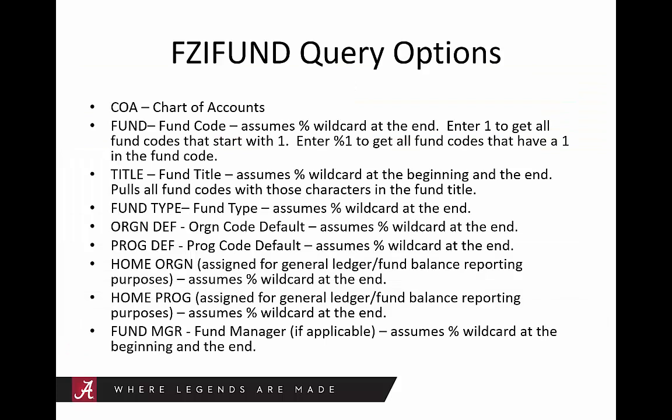The Fund Search page has the following query options: chart of accounts; fund code, assuming % wildcard at the end; fund title, assuming % wildcard at the beginning and the end; fund type, assumes % wildcard at the end; organization code default, assumes % wildcard at the end; program code default, assumes % wildcard at the end; home org, which is assigned for general ledger or fund balance reporting purposes, assumes % wildcard at the end; home program, which is also assigned for general ledger or fund balance reporting purposes, assumes % wildcard at the end; and fund manager, if applicable, assumes % wildcard at the beginning and the end. Fund manager will mainly be used for grant funds.